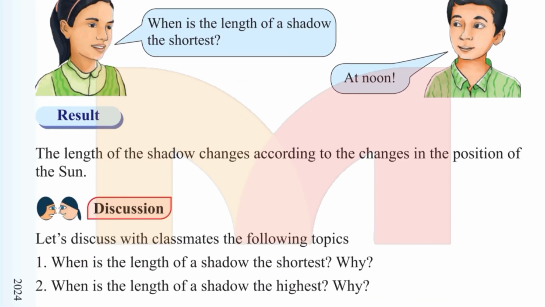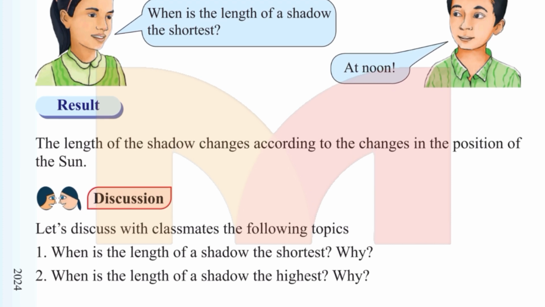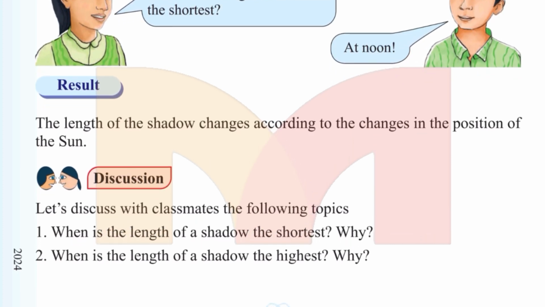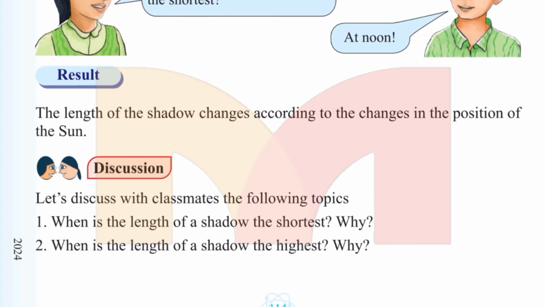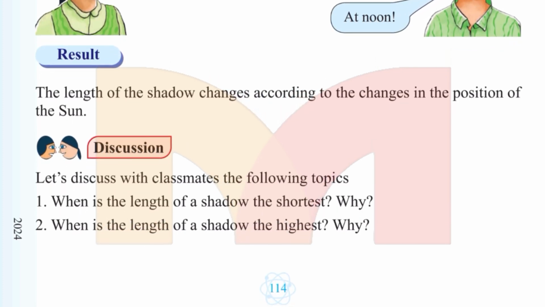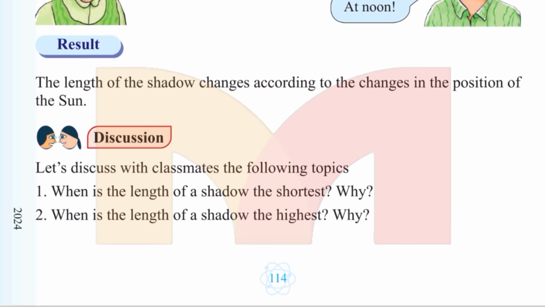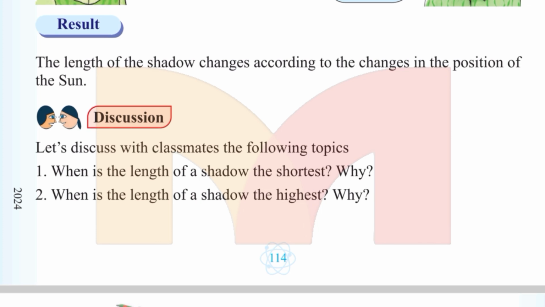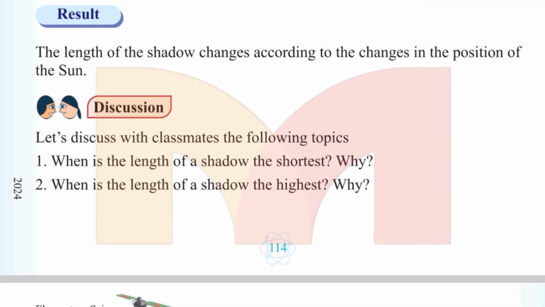We're back to the book. When is the length of a shadow the shortest? At noon. Result: the length of the shadow changes according to the changes in the position of the sun. Discussion. Let's discuss with classmates the following topics. When is the length of a shadow the shortest? Why? When is the length of a shadow the highest? Why? Now let's see the answer of these two questions.